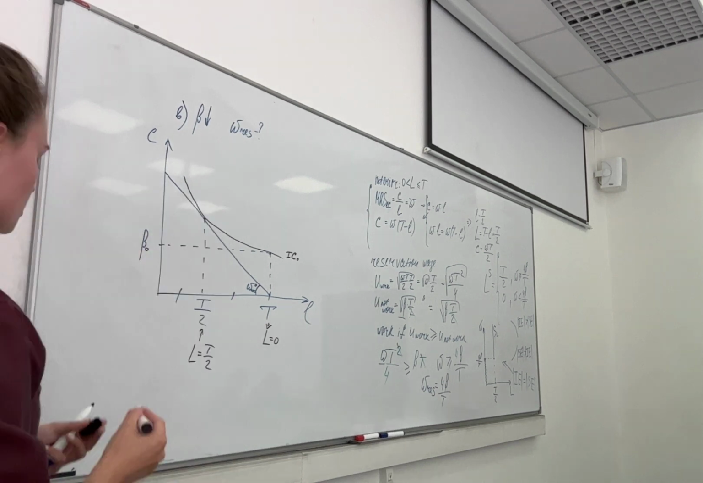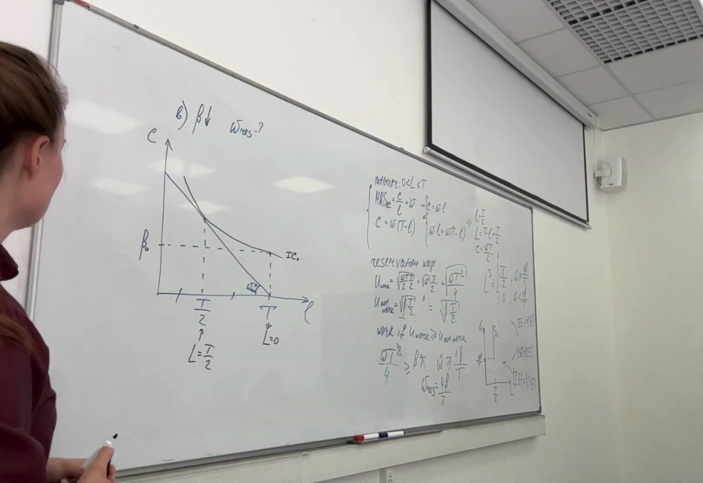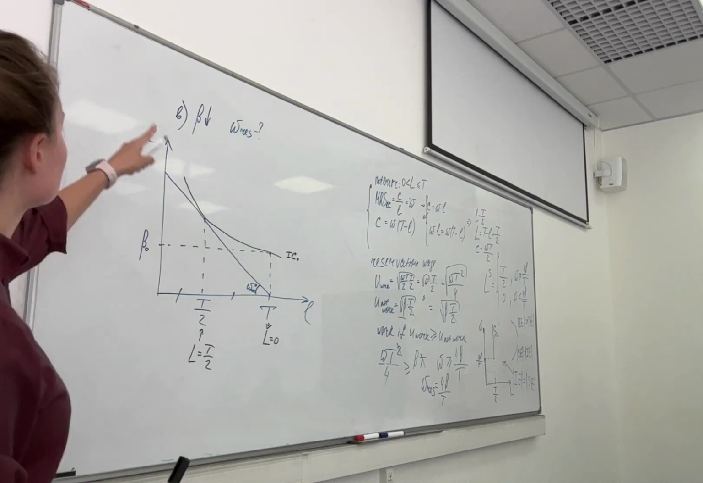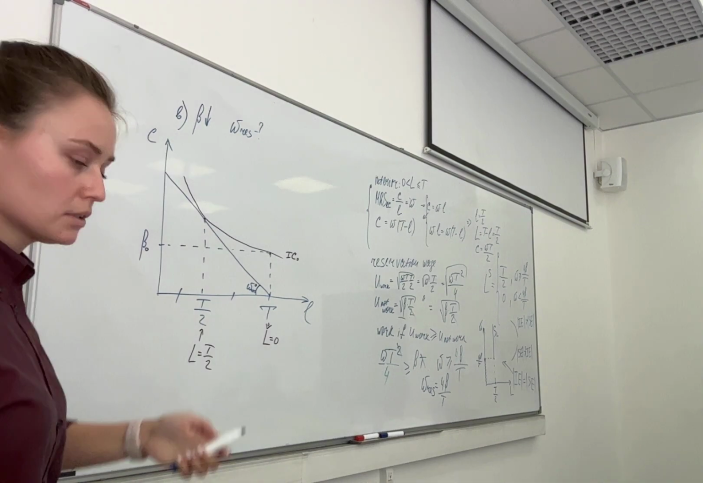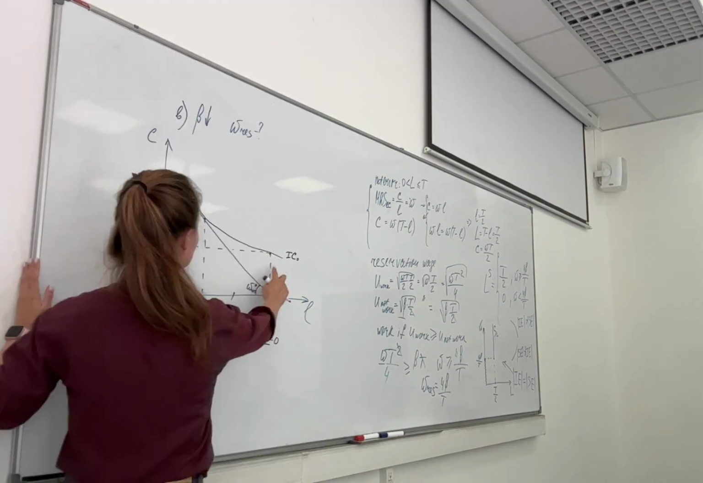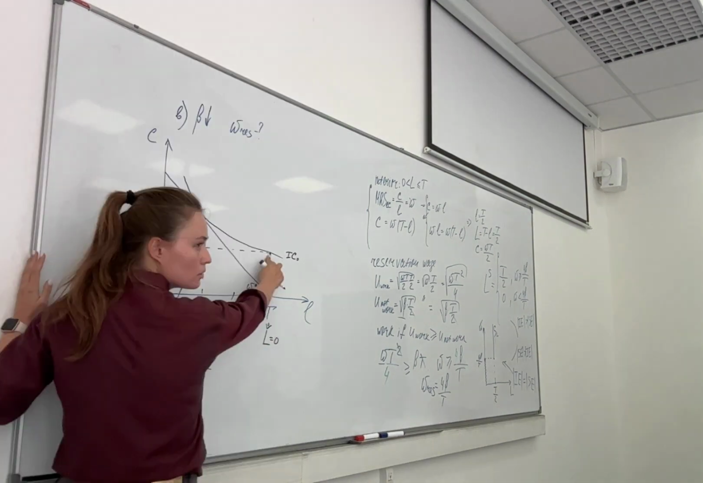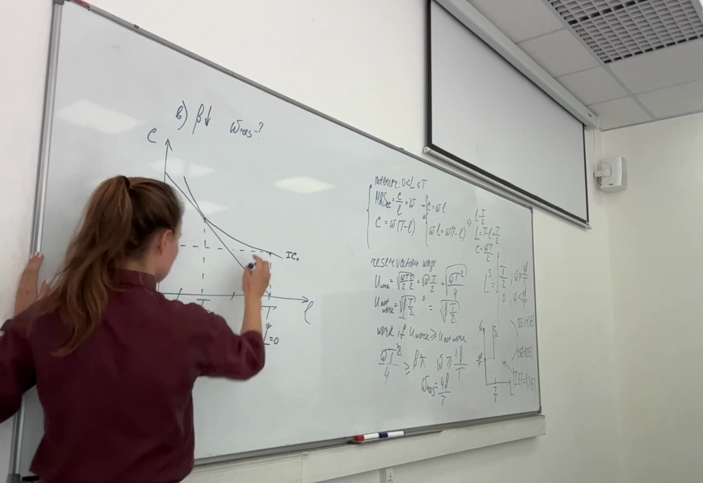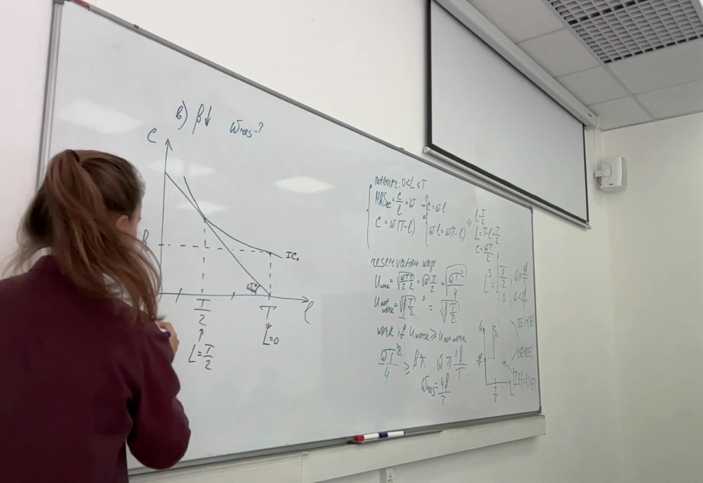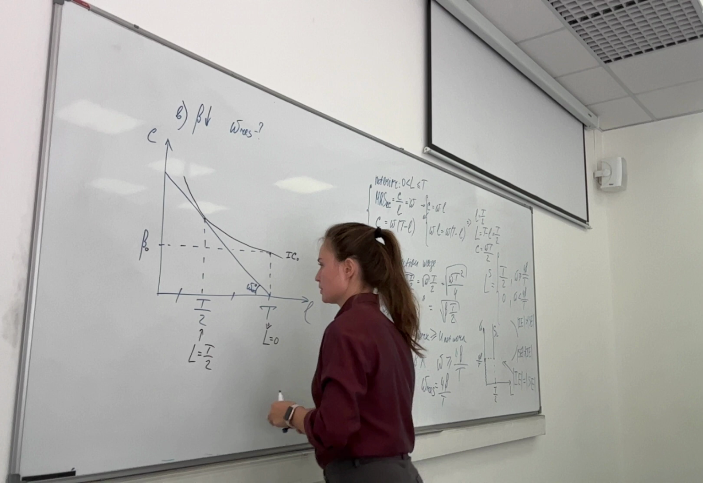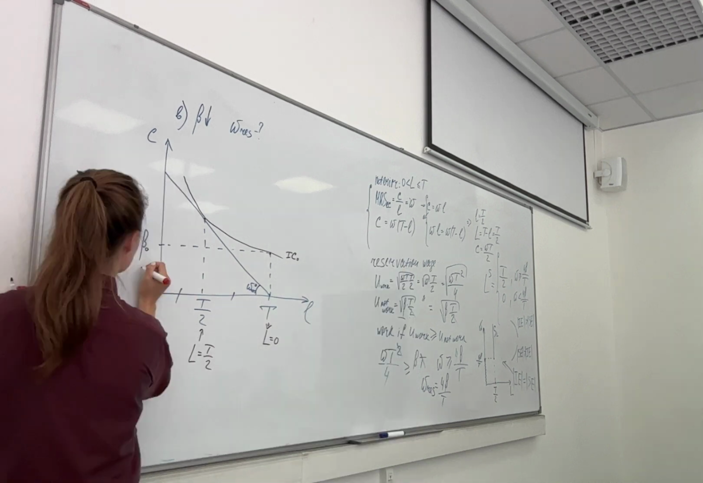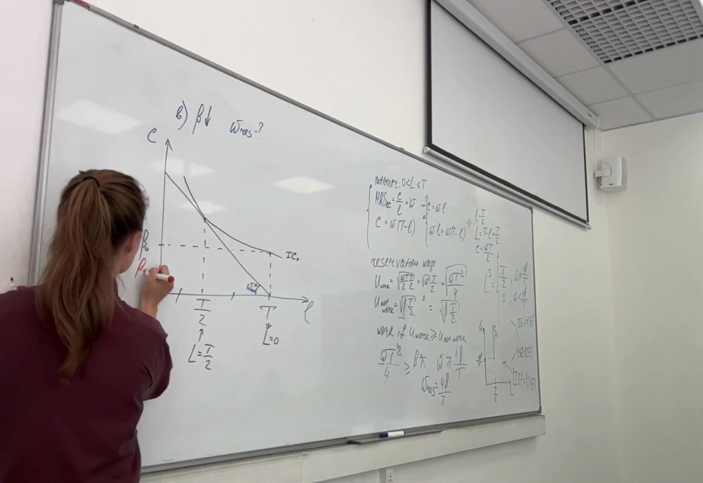Good. And now our unemployment benefit decreases. So this point will be lower. Let's do it. That's right. So now it's somewhere here, beta 1.